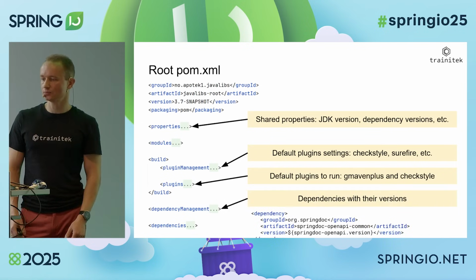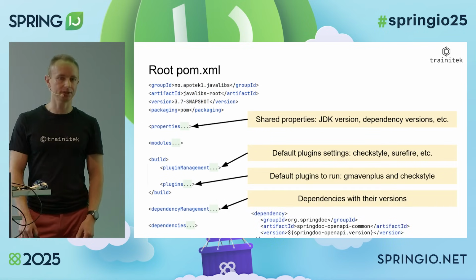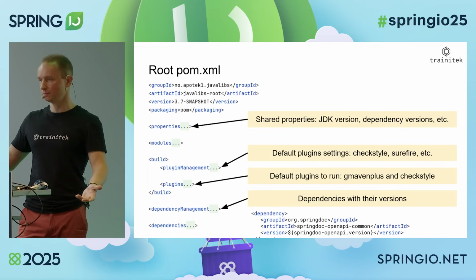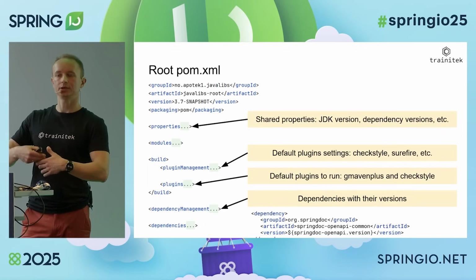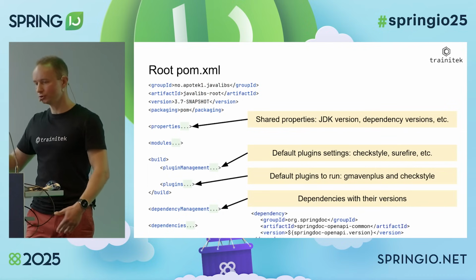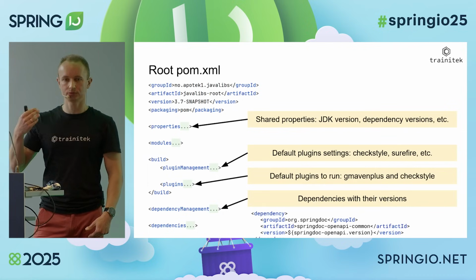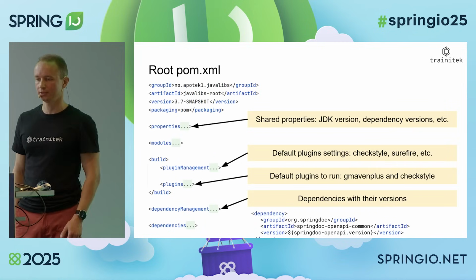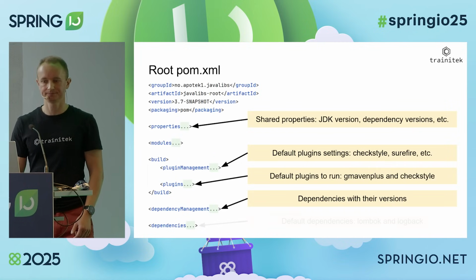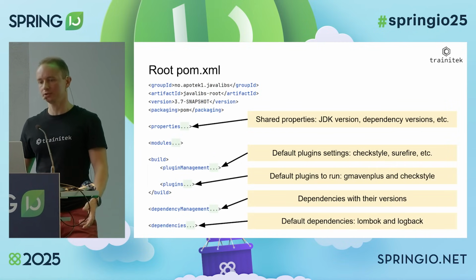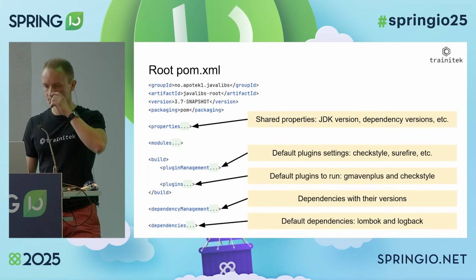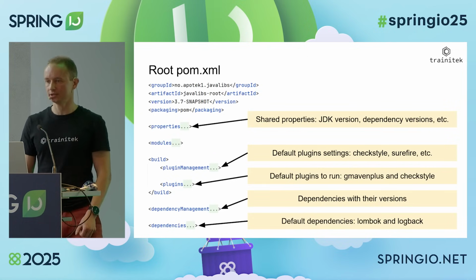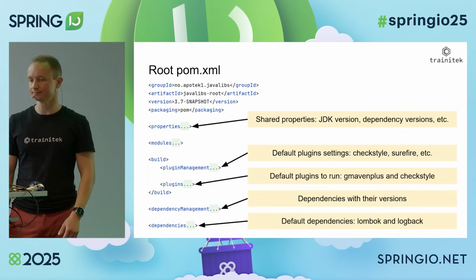And dependencies with their versions, like dependency management. I hope all of you are familiar with dependency management, right? It means that if in a module you need some dependency, you don't have to specify the version of it. You just specify the group ID and artifact ID. And some default dependencies: no log4j, only Lombok and Logback in our case.